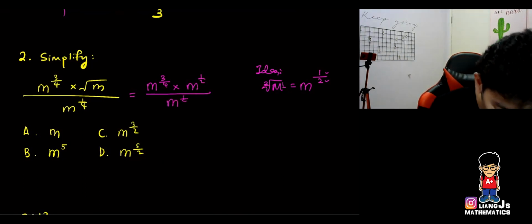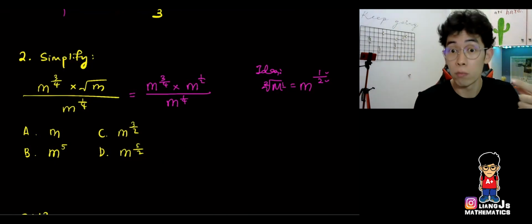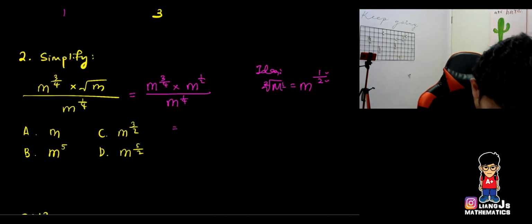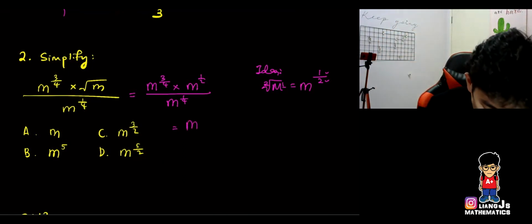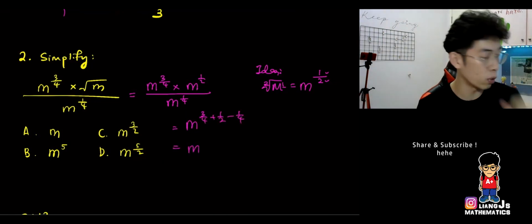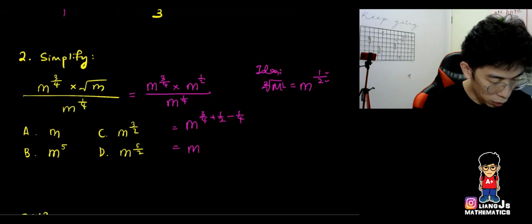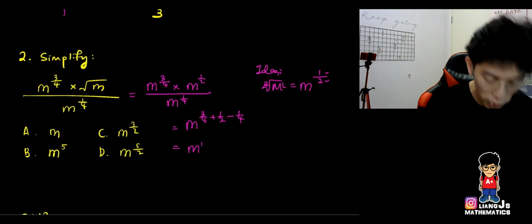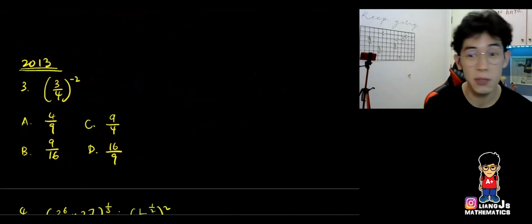So m power 1/4. If you forget the rules, always go back to the previous video and check it out. You can play it at 1.5 times to make it faster. Next, it equals A times the same base, plus, divide, minus. So I'm going to write m power 3/4 plus 1/2 minus 1/4. Everything just goes into the calculator. You have a calculator, right? You bought it for what? Don't waste it, press. So 3/4, then plus 1/2, then minus 1/4. Fantastic. Power 1. Power 1 means A is your answer. Next is 2013.